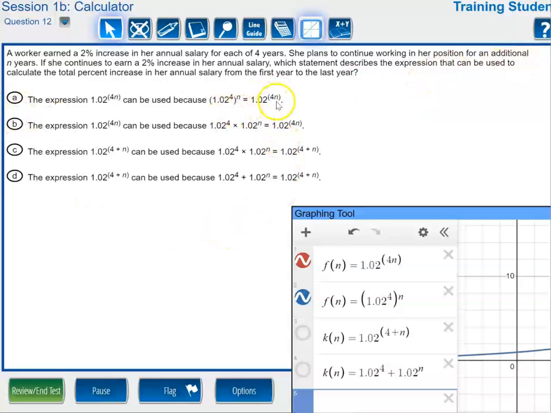If you have 4 times n, let's say 2, would be 8 more years. But if I want 4 more years, or n more years, I would add more years to my exponent, which is the number of years n. So the correct answer must be the answer C, because that statement is not only true, but it also fits this scenario.